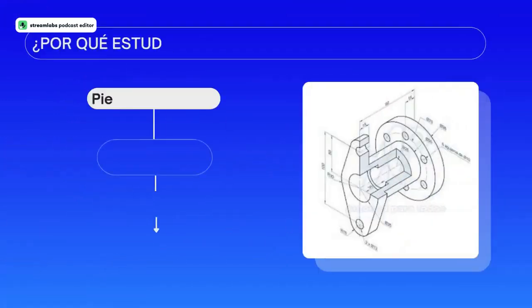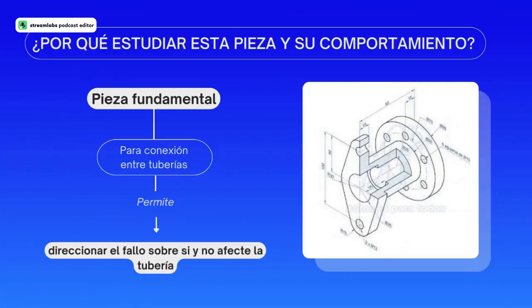The study of this piece is important, since it is essential for the connection between pipes, which allows the failure to be selected on its own and not affect the pipe as such. In this case, the dimension that you want to vary to verify its reactions is the thickness of the base. Furthermore, in the analysis we want to reduce the mass and increase the safety factor for manufacturing cost purposes.